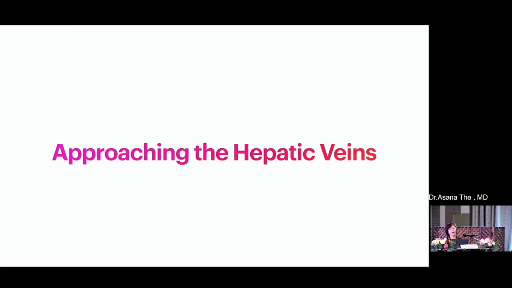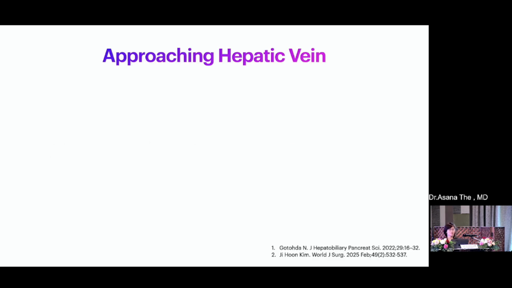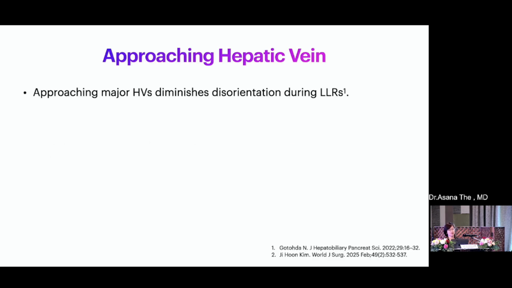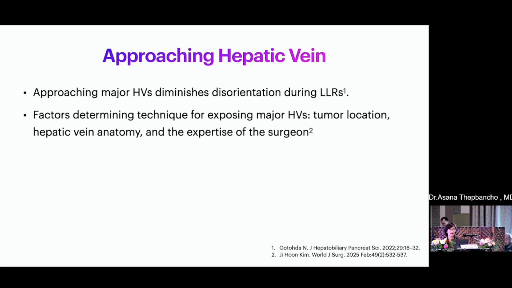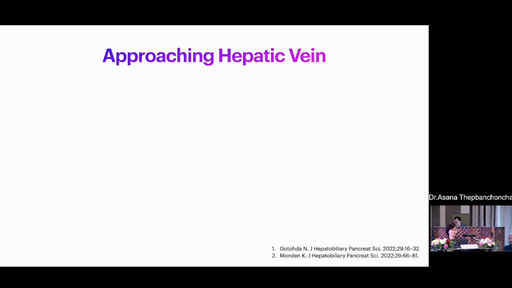Let's start with approaching the hepatic veins. The major hepatic vein is useful for left liver resection because it diminishes disorientation. Accessing the hepatic vein, especially the middle hepatic vein, guides accurate transection planes. The approaching techniques for exposing major hepatic veins depend on various factors, including tumor location, hepatic vein anatomy, and the expertise of the surgeon. Each approach comes with advantages and disadvantages. Careful evaluation should be considered to minimize hepatic vein injury.